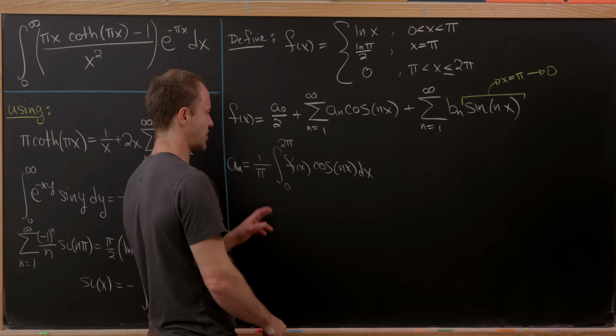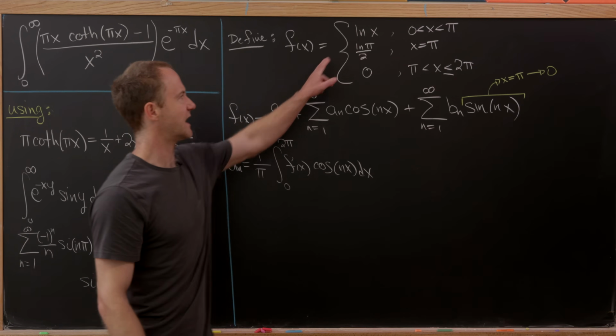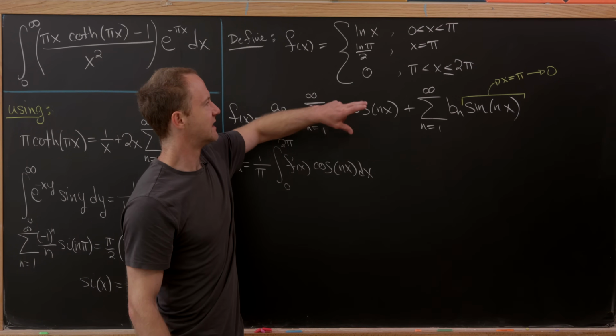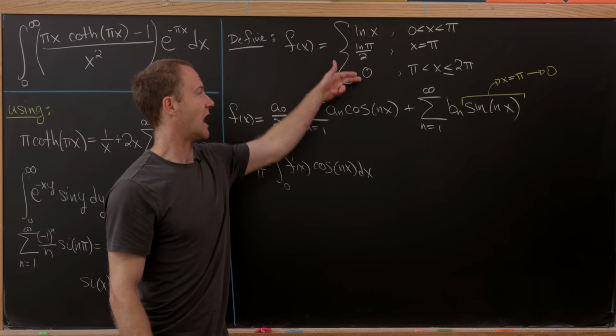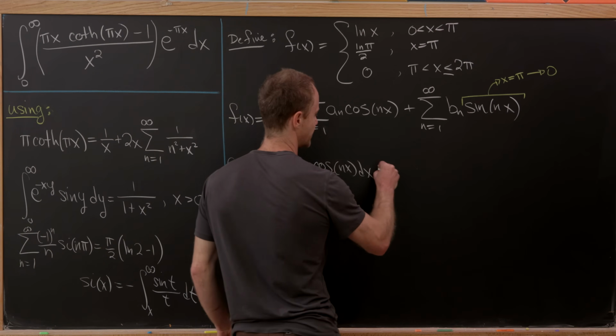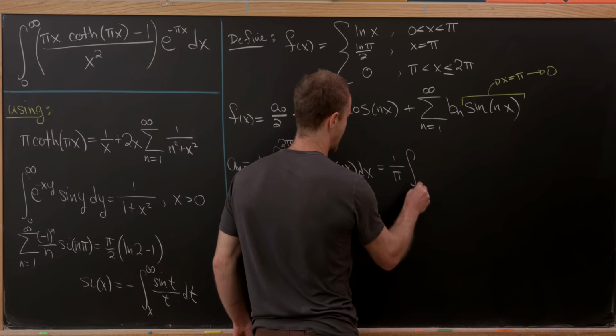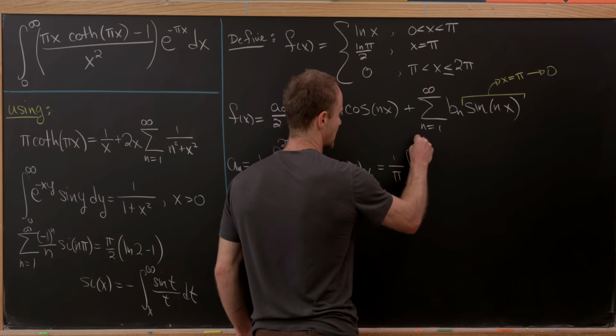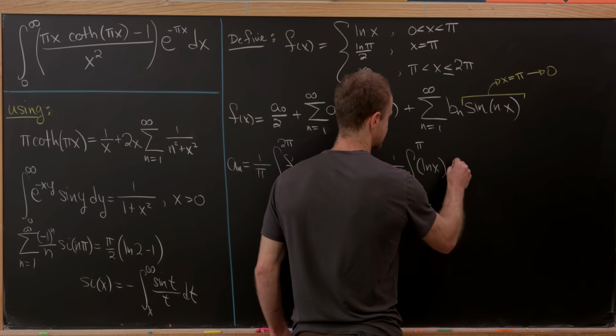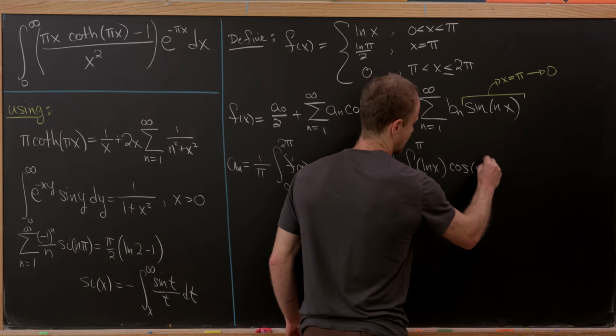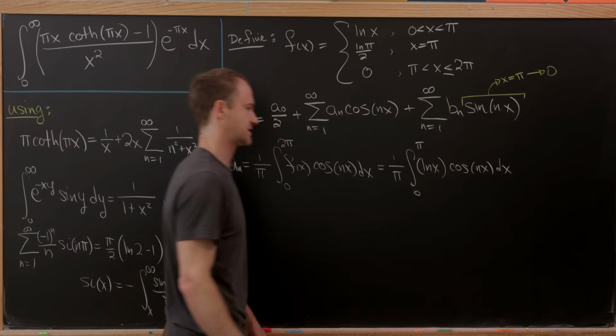But now check it out. We can really just integrate up to pi because essentially everywhere after that, except at a set of measure 0, our function is equal to 0. So we can write this as 1 over pi, and then the integral from 0 to pi of the natural log of x times the cosine of nx dx.